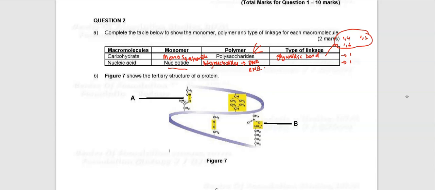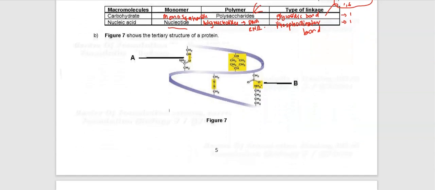And then for the nucleic acid, there is only one type of bond that links together the nucleotides, which is phosphodiester bond. Phosphodiester bond. Okay, so next question, B.